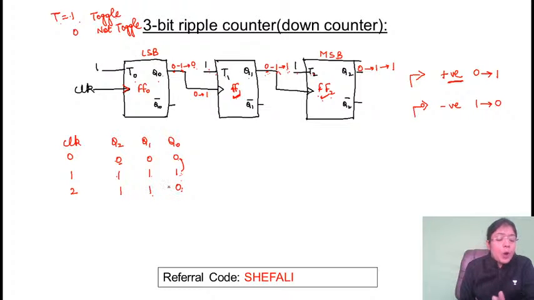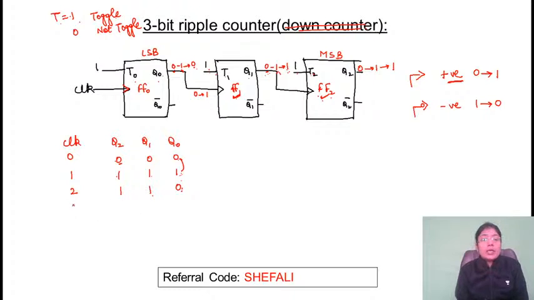Leave the up or down part. Forget about this term. Whatever I have written in the bracket, this is up counter or down counter, just forget it. We are simply working on a 3-bit ripple counter. That's it. Whether it is up or down depends on the sequence of the outputs that you are getting.